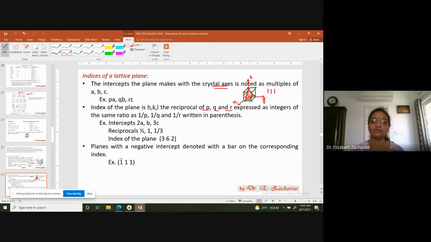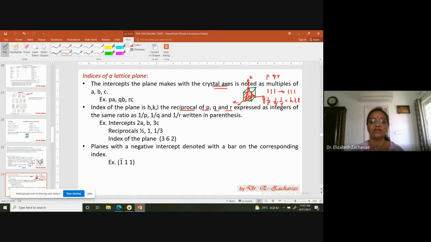So first you have to get where it is cutting the x, y, z axes. In general, you call it PQR. In our case, it is 1 1 1. The next step is to get the reciprocal of PQR. The reciprocal of PQR will be 1 by P, 1 by Q, 1 by R, which is going to be equal to H, K, and L. So if I do this here, 1 1 1 simply becomes 1 1 1 only. The reciprocal of 1 is 1.